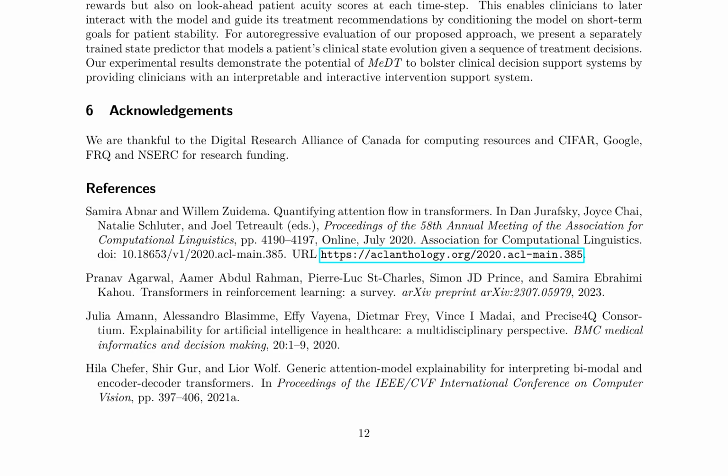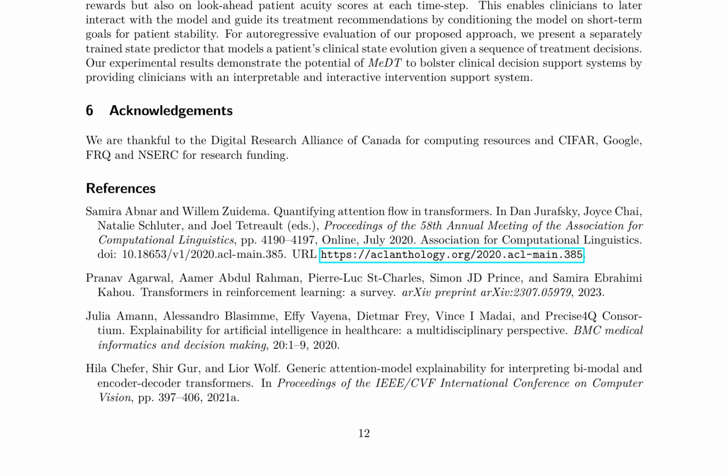The MeDT model is trained using a combination of hindsight rewards and look-ahead patient acuity scores at each time step, enabling clinicians to guide its treatment recommendations by conditioning the model on short-term goals for patient stability. An autoregressive evaluation of the proposed approach is presented using a separately trained state predictor that models a patient's clinical state evolution given a sequence of treatment decisions.